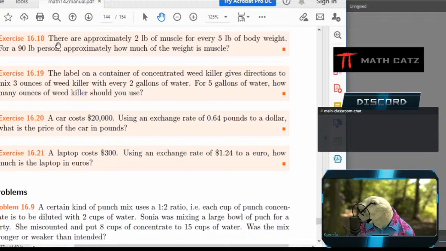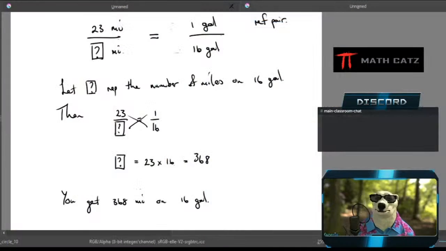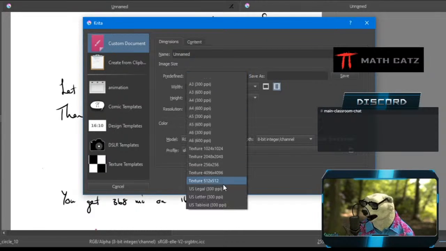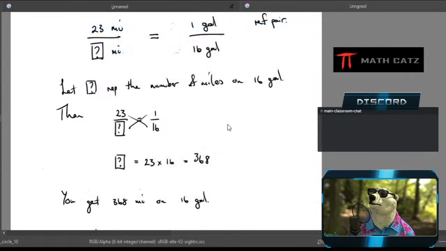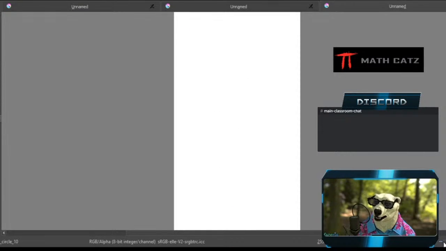Next example, 1680. There are approximately 2 pounds of muscle for every 5 pounds of body weight. For a 90-pound person, approximately how much of the weight is muscle? Now, I don't know. Do I multiply? Do I divide? There are 3 numbers. There's a 2, there's a 5, there's a 90. I'm freaking out. I don't know. I don't have to know.